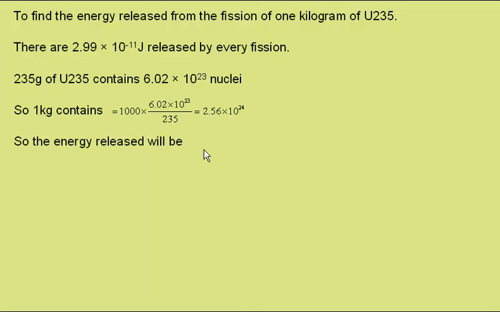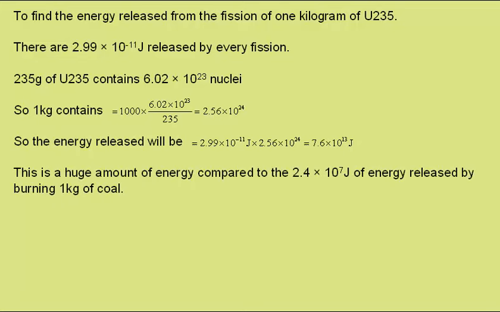So the energy released is given by the energy per fission multiplied by the number of nuclei that can fission, which is 7.6 times 10 to the 13 joules of energy. This is a huge amount of energy compared to the 2.4 times 10 to the 7 joules of energy released by burning 1 kilogram of coal. It's about 3 million times as much.